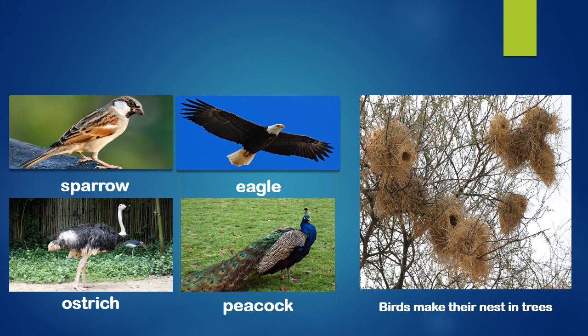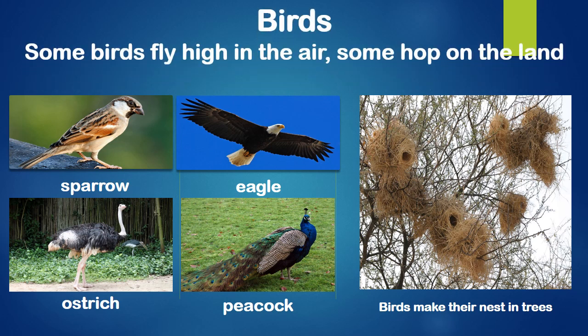Then we have birds. Birds are called winged creatures. They have two wings, one beak and two legs. Dear students, some birds fly high in the air like sparrow, eagle, etc. Some hop on the land like ostrich and peacock. As you can see in this picture, there are many nests, so birds make their nests in trees.